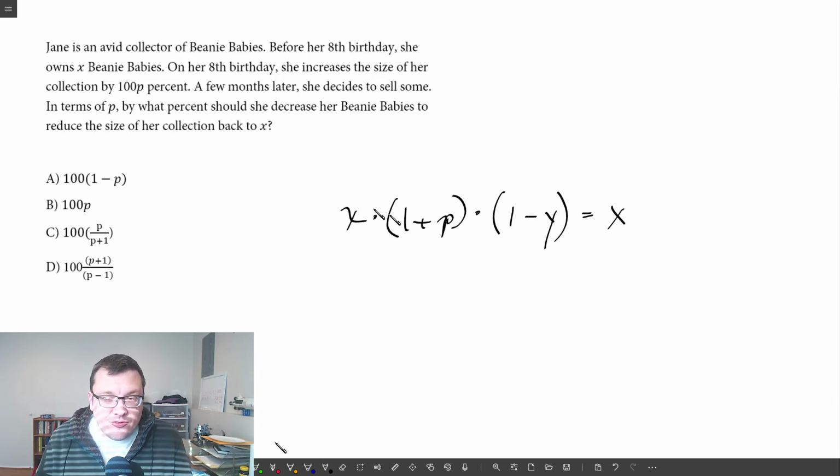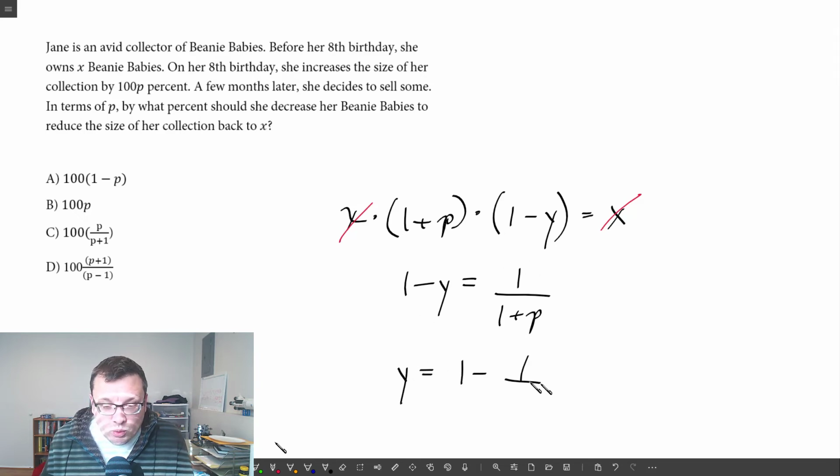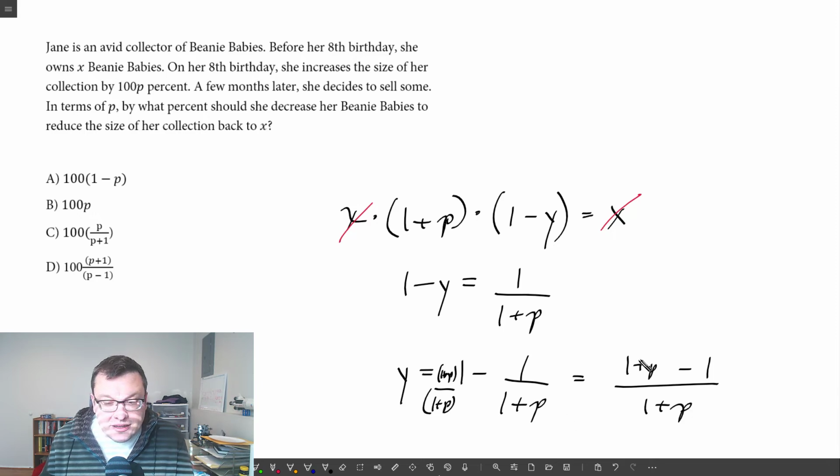So what is this telling us? If I do some rearranging and simplification, those can cancel out. I'll move the 1 plus p over to the other side. I get 1 minus y equals 1 over 1 plus p. Let's solve for y, because ultimately that's what I care about. I get y equals 1 minus 1 over 1 plus p. If I multiply this by (1 plus p) over (1 plus p), this is the same thing as (1 plus p minus 1) over (1 plus p). This cancels, and I'm left with p over p plus 1.